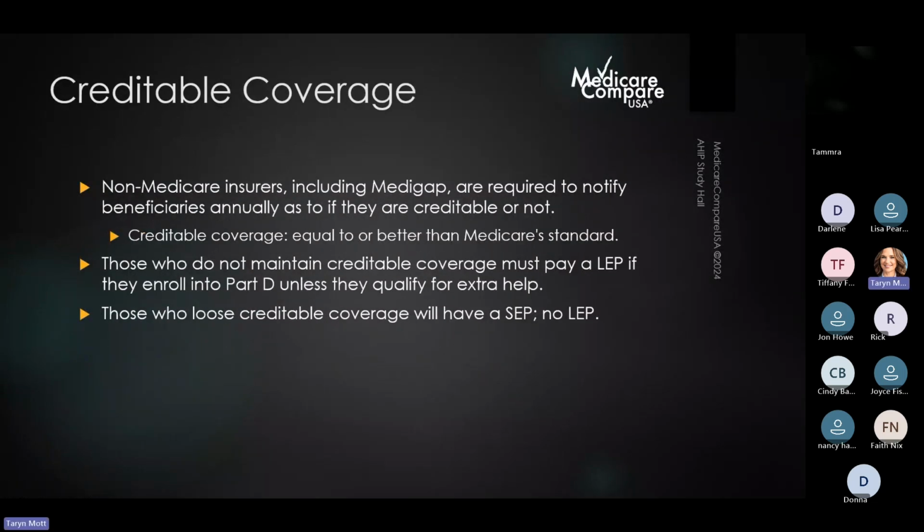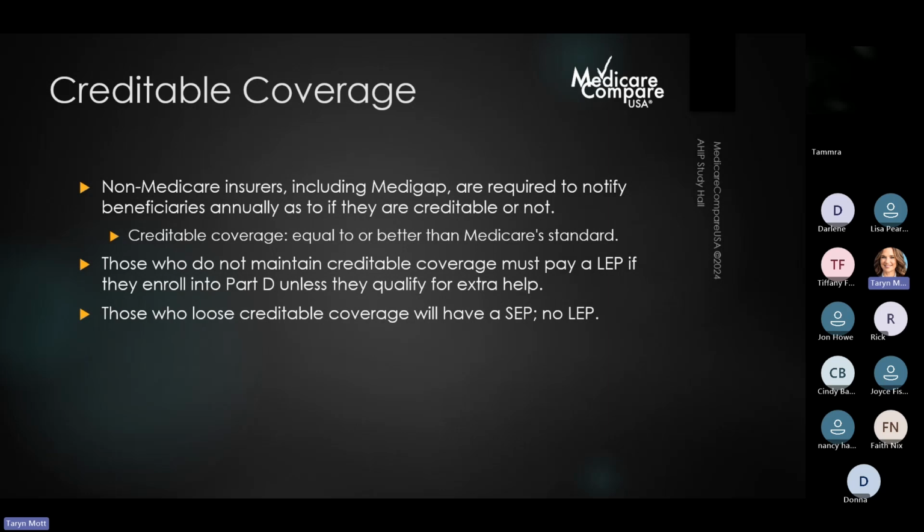Non-Medicare insurers, including Medigap, are required to notify beneficiaries annually as to if they have credible coverage or not. Credible coverage is equal to or better than Medicare standard. That is exactly how it is worded on the test. Those who do not maintain credible coverage must pay a late enrollment penalty if they enroll in Part D unless they qualify for extra help. Those who lose credible coverage will have a SEP and not have a LEP.